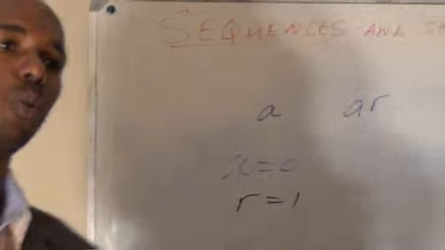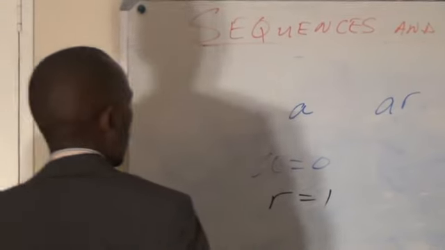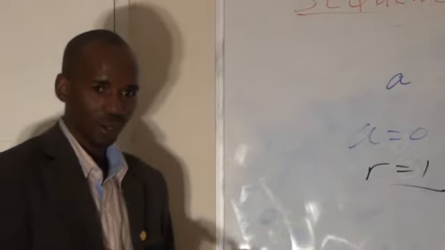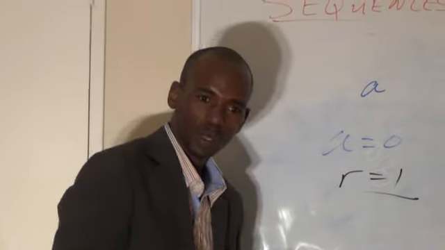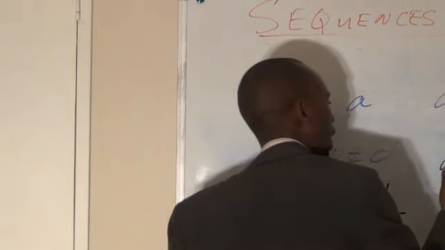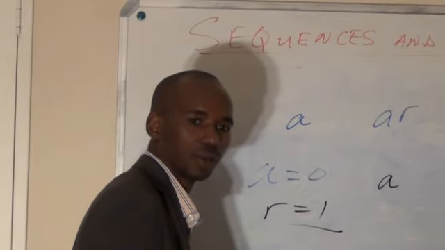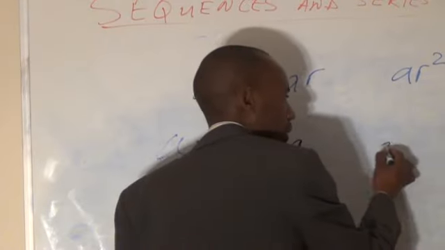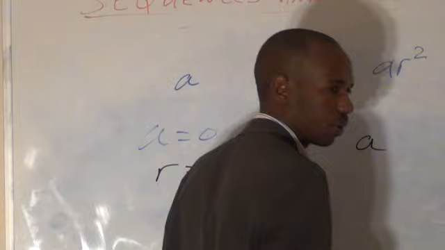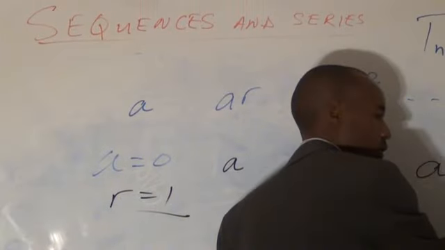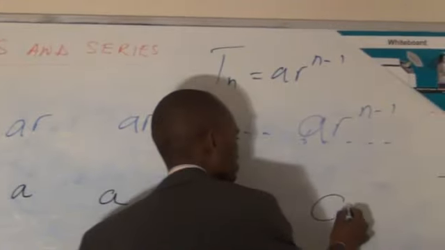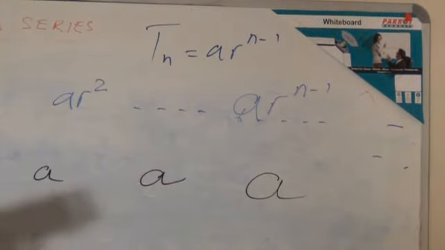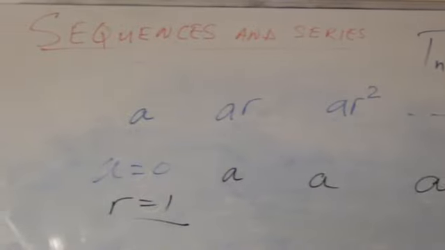No. Why? Because if that becomes the case, we've got a problem. Because if our first term is A, and then we multiply by 1, we've got A. We multiply by 1, we've got A. We multiply by 1, we've got A. It's effectively an arithmetic sequence. What will be the common difference there? 0.